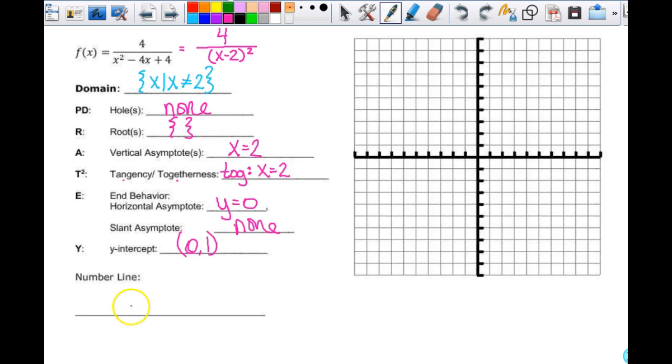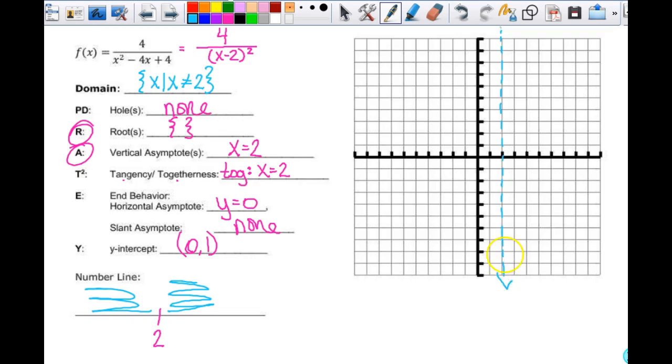Put these two things on here. Well, there are no roots to put on there, so I just put a 2. So when I substitute in 0 over here, the numerator is positive no matter what, and then the denominator is positive no matter what because I squared. So this is always going to be positive, and this is always going to be positive. So I'm not going to have anything that's negative at all. So now we're going to graph everything we can graph. I don't have any roots. I have a vertical asymptote at x equals 2.